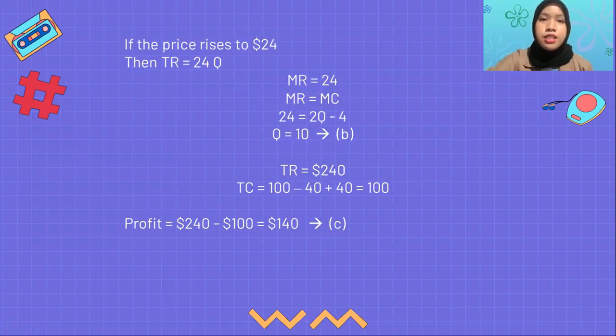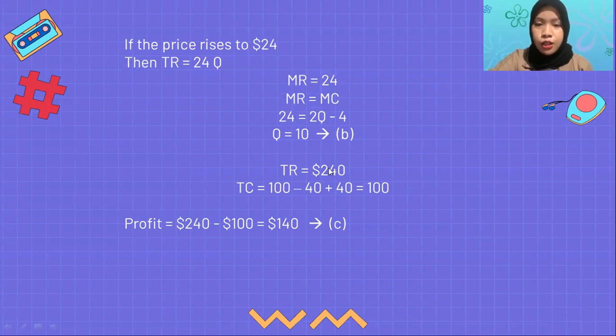If the price rises to $24, then TR equals 24Q. MR is 24 and MR equals MC. Then 24 equals 2Q minus 4. Q is 14. This is the answer for B.